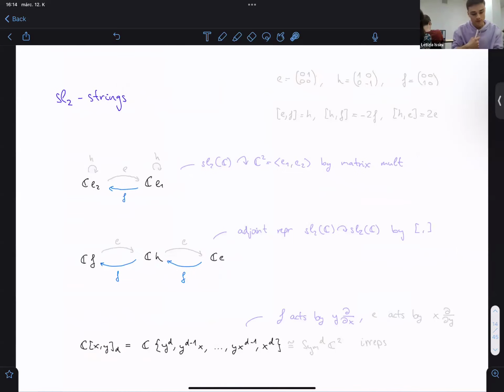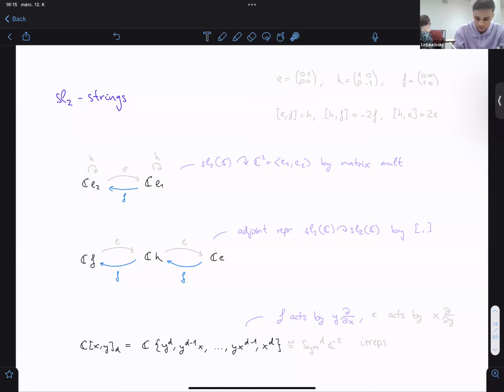So let's see a few examples to see what these strings are. SL2C is acting on a two-dimensional vector space C2 with natural basis E1 and E2. And the H eigenspaces of this action, which would be the weight spaces in a much more general context, will be the C-span of E1 and the C-span of E2. And the action of F, just by matrix multiplication, will take the C-span of E1 to the C-span of E2. So this will give us a two-string.